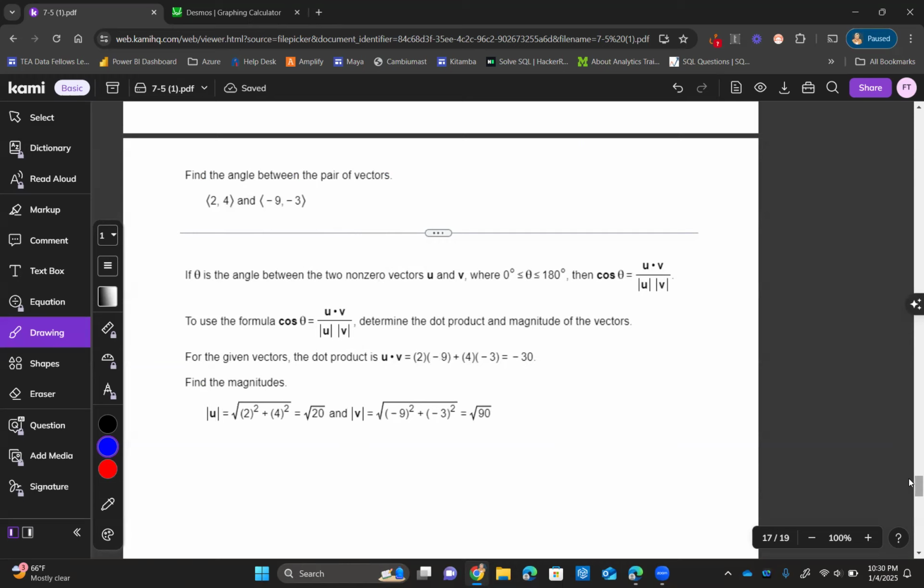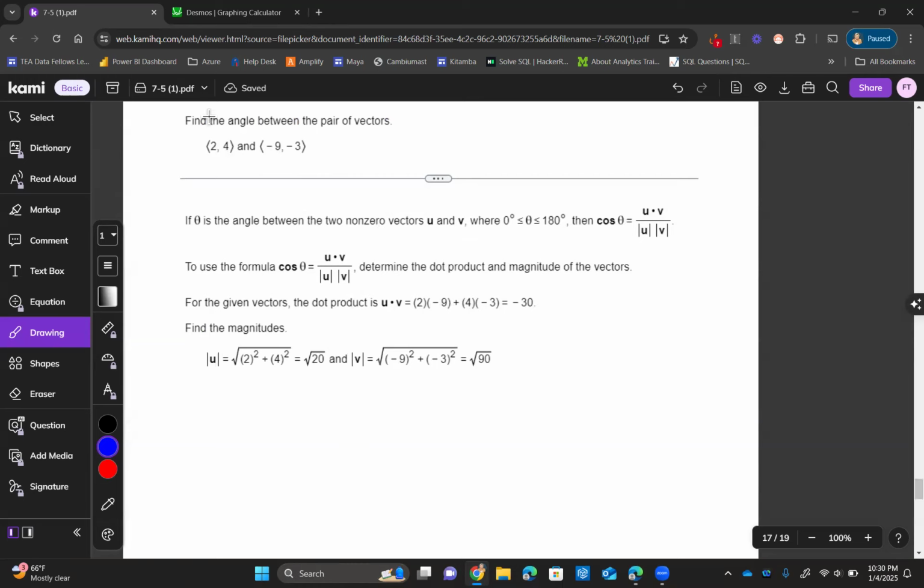Then we have to calculate the magnitude for each vector. The magnitude for the first one will be calculated as 2 squared plus 4 squared, and take the square root. So that's square root of 20. The magnitude for the other one will be calculated as negative 9 squared plus negative 3 squared, and that's equal to square root of 90.